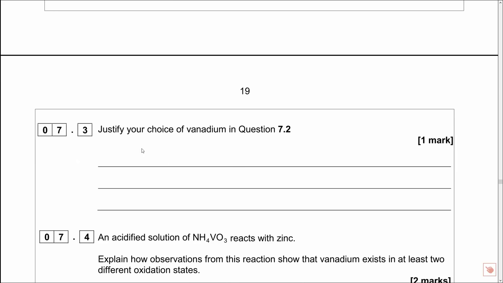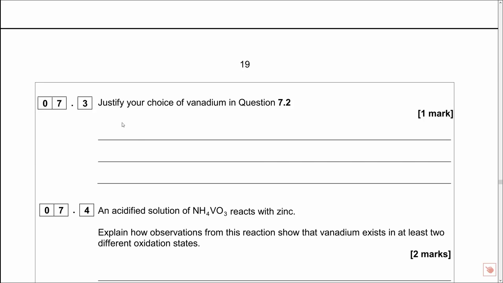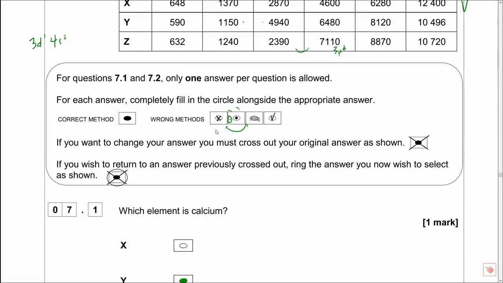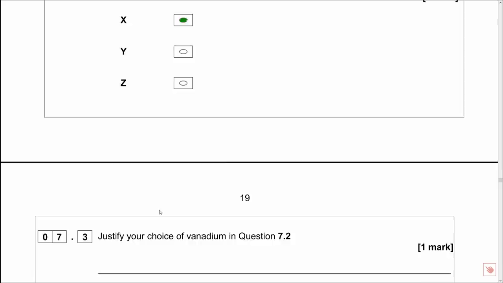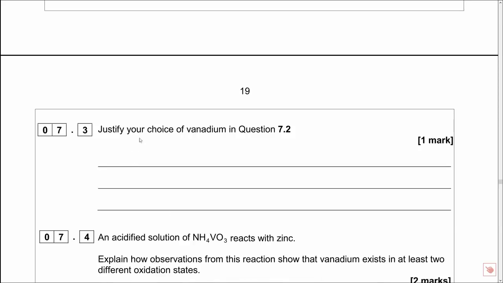And there we go. Justify your choice of vanadium. What they're suggesting here is that this isn't something you would necessarily have covered before, but they want you to use your ideas and justify the fact that you've got that answer. As I said earlier, the reason we've gone for vanadium is because of the jump after the fifth electron being removed. That's the one we're looking for. So, jump after fifth electron removed. I would say that's going to be the first one there.